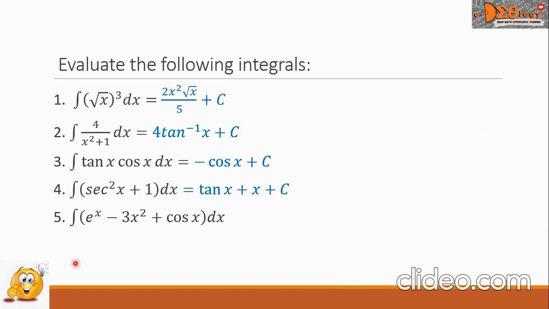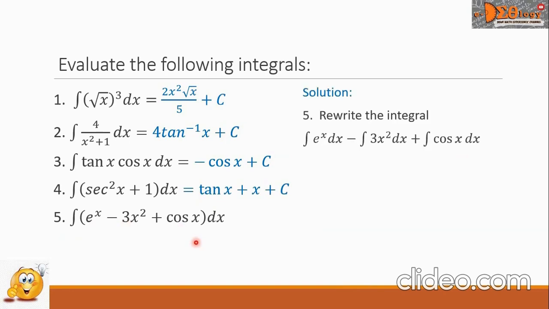Let's solve now for problem number 5. Let us show that we are going to take the integral of each of the terms of our function. So we have now the integral of e^x dx minus the integral of 3x squared dx plus the integral of cosine x dx. So we're going to use three different integrals here. And these are the formulas that we're going to use.